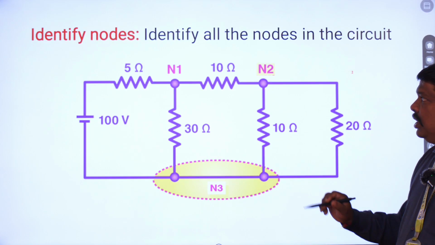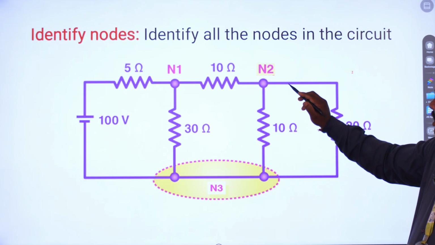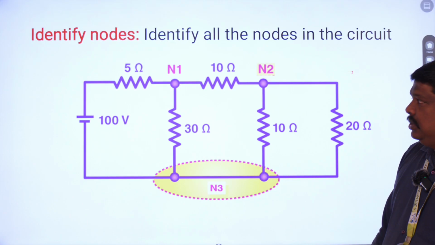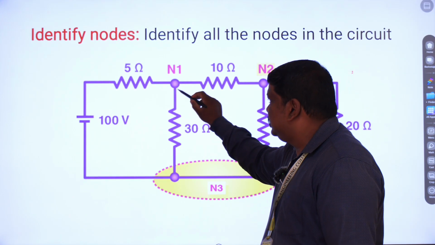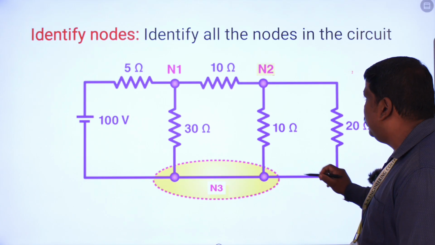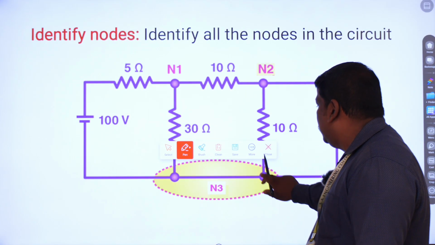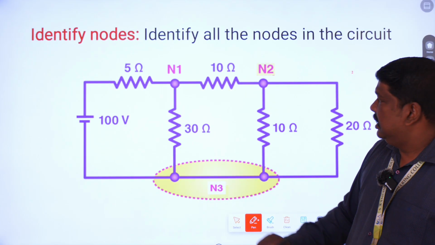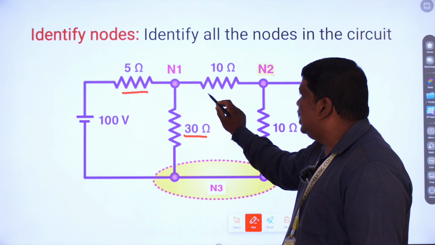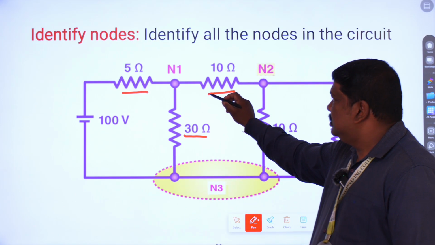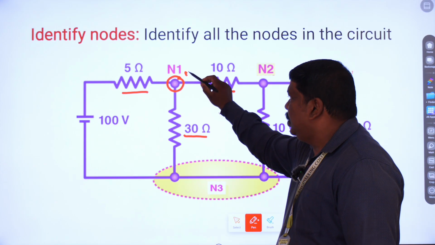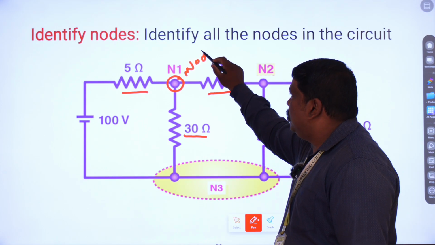First step is identifying nodes. Identify all the nodes in the electrical circuit. Already I have told you, the meeting point, the junction. The meeting point represents a common junction point where electrical elements are connected. Your elements, a 5 ohm resistor, a 30 ohm resistor, and a 10 ohm resistor are connected to the junction. This point is going to be node 1.